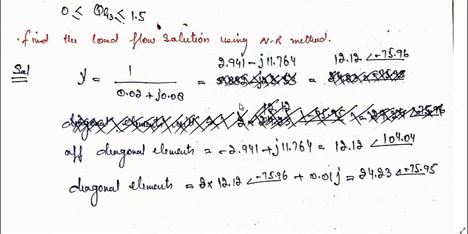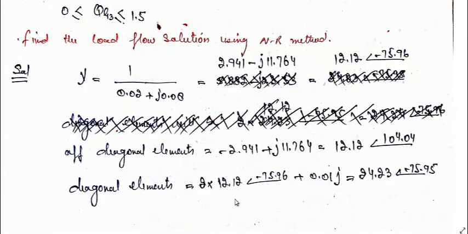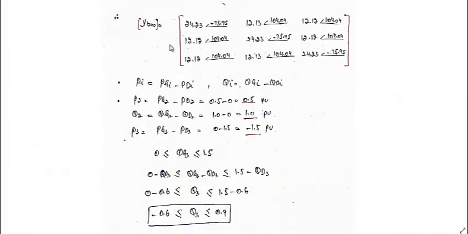So it comes out to be equal to 2 into 12.12 at an angle of minus 75.96, because two lines are connected with this admittance, plus the shunt admittance. Half of this is connected at this point, and at this point it comes out to be again equal to 0.02. Here I have written 0.01, but it should have been multiplied by 2 whole. So it comes out to be 24.23 at an angle of minus 75.95. So our Y bus is like this. All the diagonal elements will be same and all the off diagonal elements will be same. So this is our Y bus.